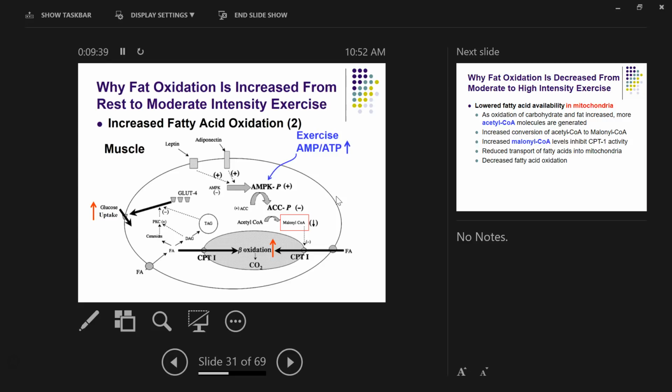And during the later stage, because the intensity of exercise increases, which causes increased utilization of oxidation of fatty acids and increased production of acetyl-CoA, and acetyl-CoA can be converted to malonyl-CoA. So that means the malonyl-CoA production is increased during the later stage of exercise, causing the inhibition of CPT1 and inhibition of fatty acid transport into the mitochondria, right?